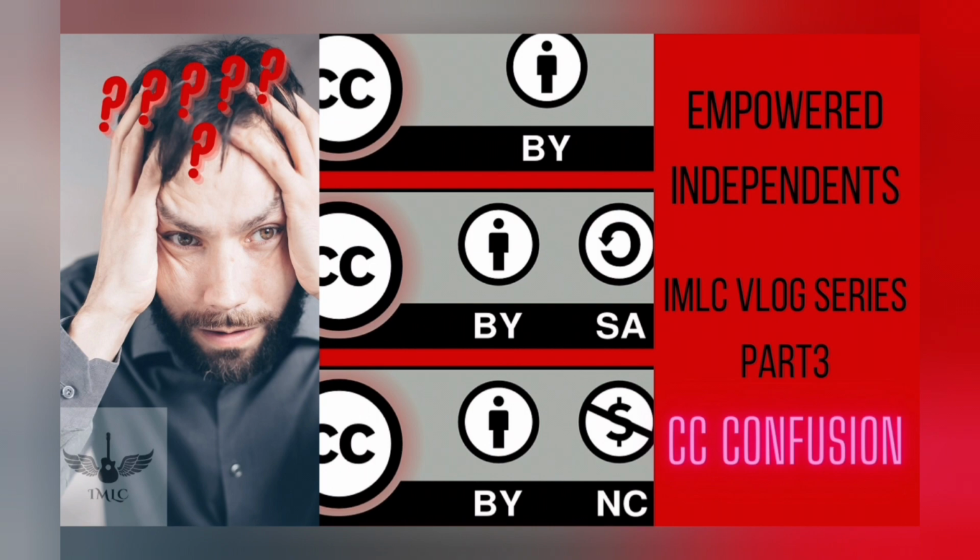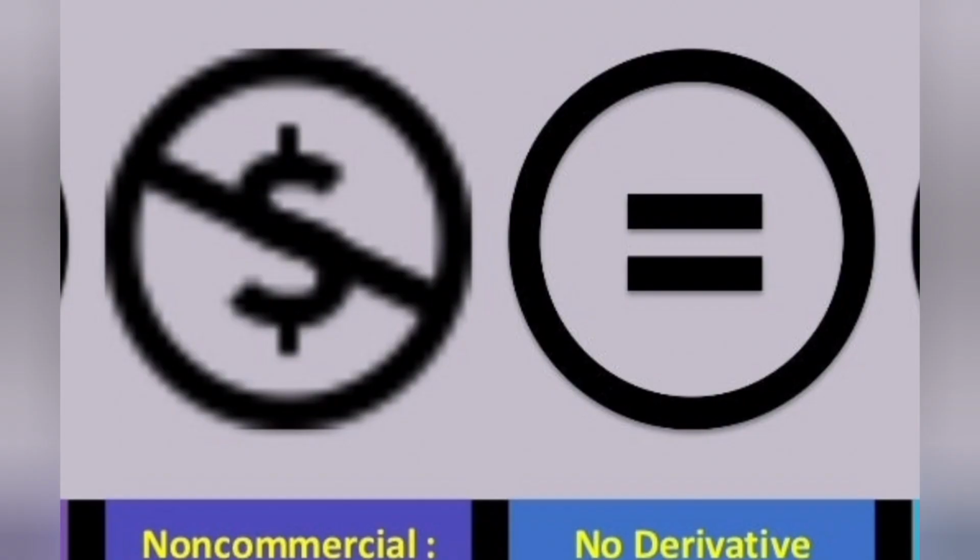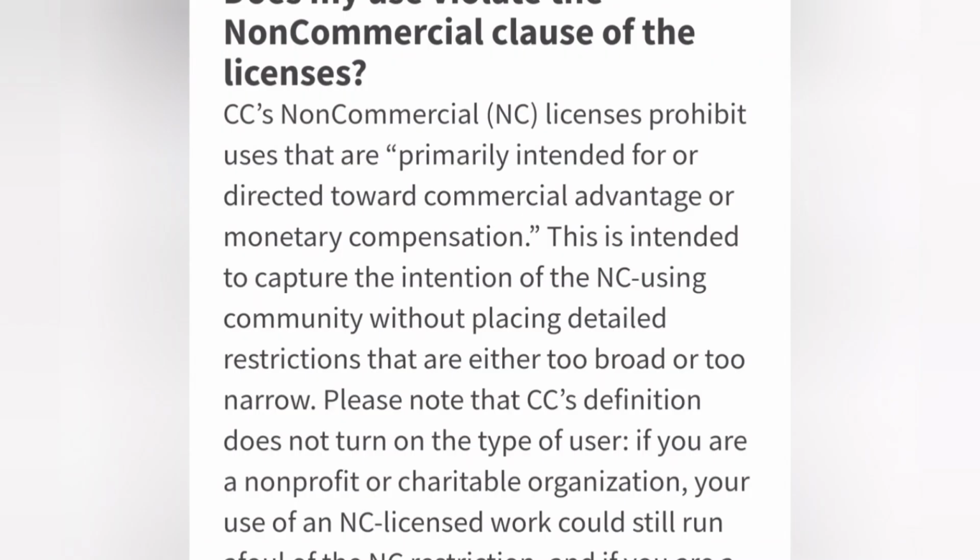Two terms you come across often in CC licenses are NC, non-commercial, and ND, no derivatives. So you'll often see a license that states NC, not for commercial use, or ND, not for derivative use, or both. But what do they truly mean? Let's break it down. Let's first take a look at the Creative Commons definition of non-commercial.